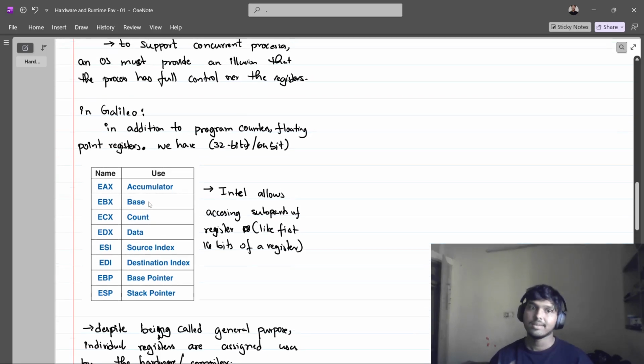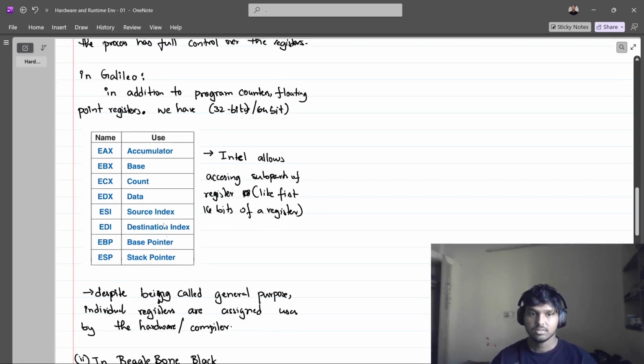Right. Okay. In Galileo, obviously there will be a program counter. The program counter points to the instruction that needs to be done by the CPU, I mean the processor. I think all of the processors would provide a program counter. And in addition to the program counter, we have 8 other registers which the system provides. You can just see those.